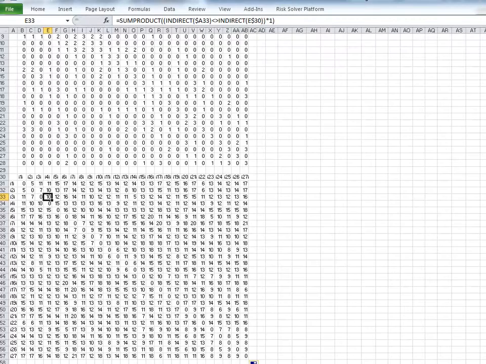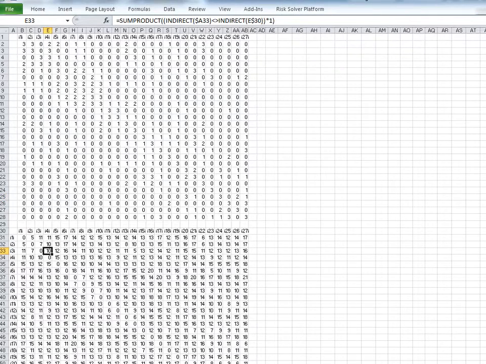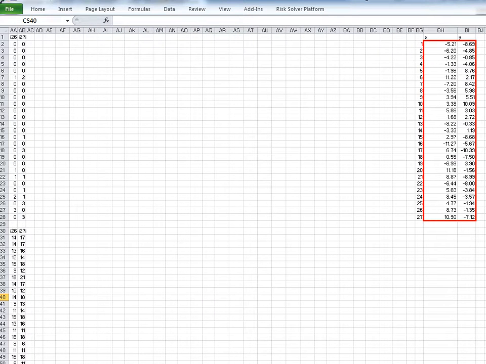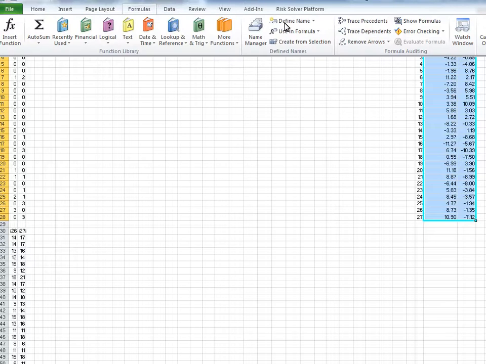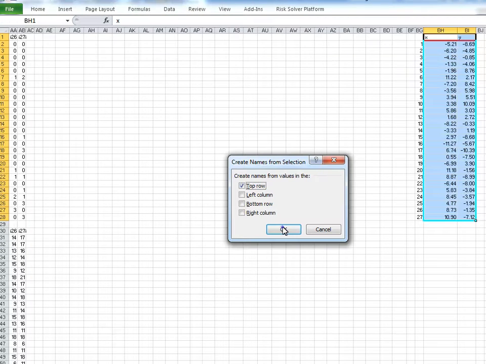Now let's do the other table. We have those two-dimensional points, the distances between which we want to calculate as well. Let's take the x and y coordinates and give the names x and y this time. The calculation of those distances is a bit different. Formulas, create from selection, top row again.